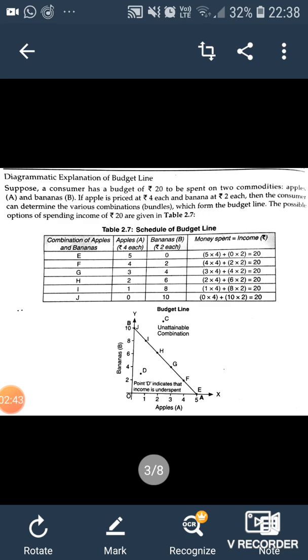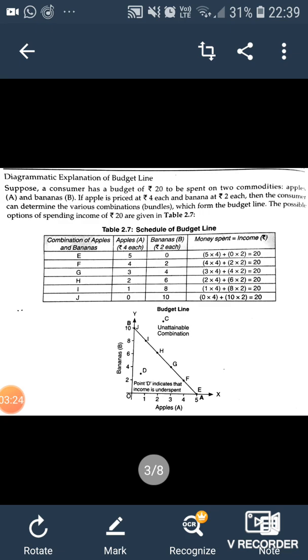So when he is buying 2 apples, in the table if you see point H, 2 apples he is buying. What is the amount he is spending? 8 rupees. What is the amount left out of 20 rupees? 12 rupees. How many bananas can he buy with 12 rupees? 6 bananas he can buy. So the calculation of money spent is given here: price into quantity plus price into quantity.